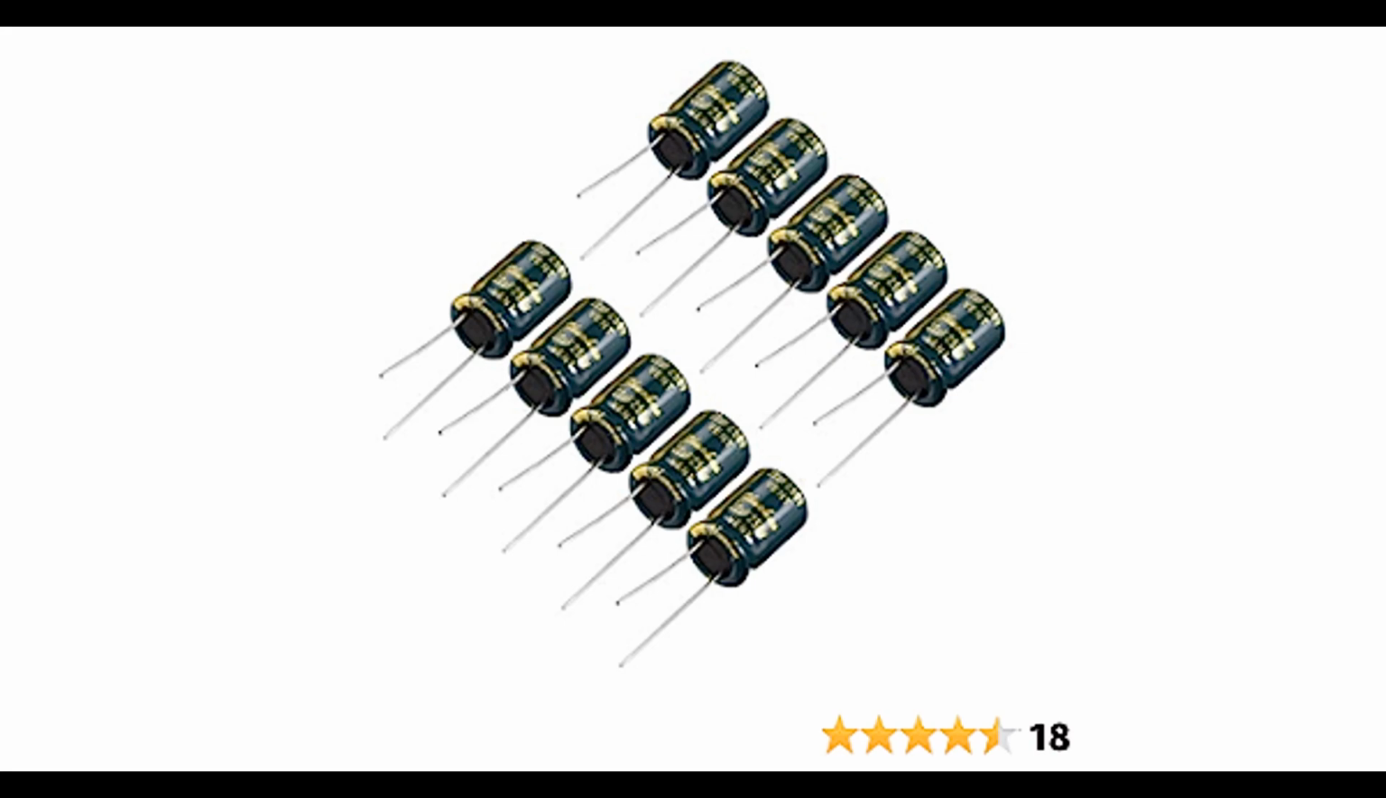Unlike non-polarized capacitors, polarized capacitors must be connected in the correct orientation in a circuit to ensure proper functionality and prevent damage. Here are some key characteristics and considerations regarding polarized capacitors. Dielectric material. Polarized capacitors typically use an electrolyte as the dielectric material. This electrolyte interacts with the anode and cathode electrodes to form a thin insulating layer. Polarity. Polarized capacitors have a clear polarity, meaning they have a positive terminal and a negative terminal. The positive terminal is connected to the anode, while the negative terminal is connected to the cathode.